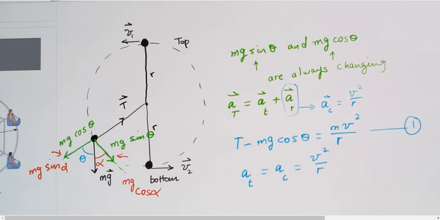Go ahead, Abdulrahman. Doctor, how is the tangential equal to the centripetal? Sorry, who is this champion? Thank you, Abdulrahman. This is radial. Thank you.